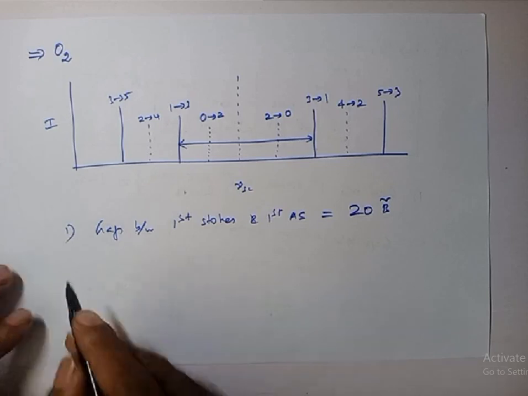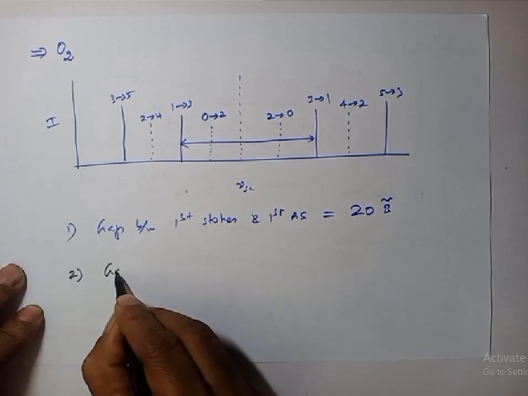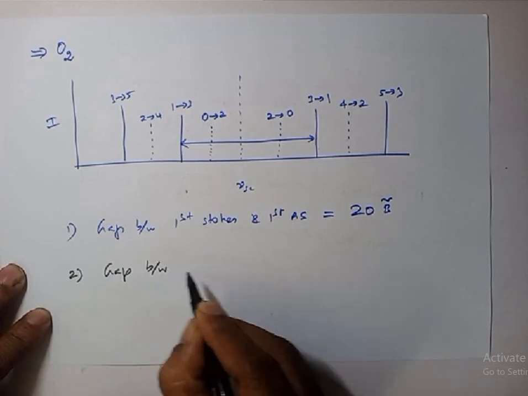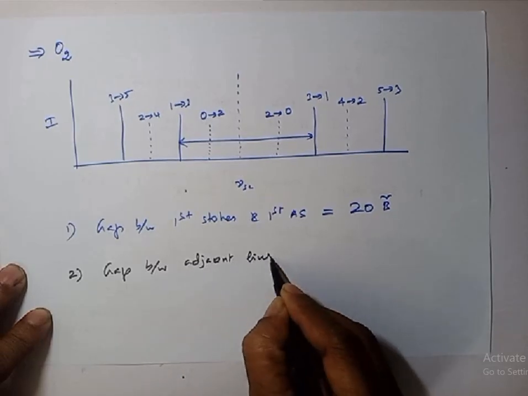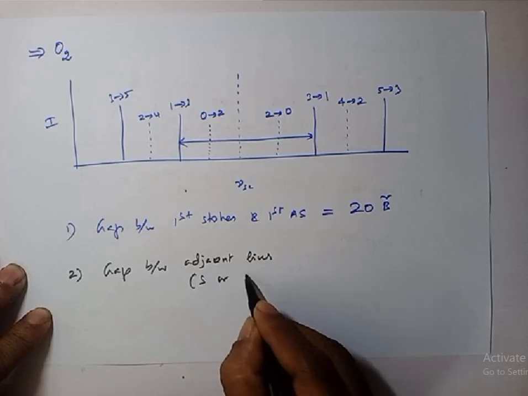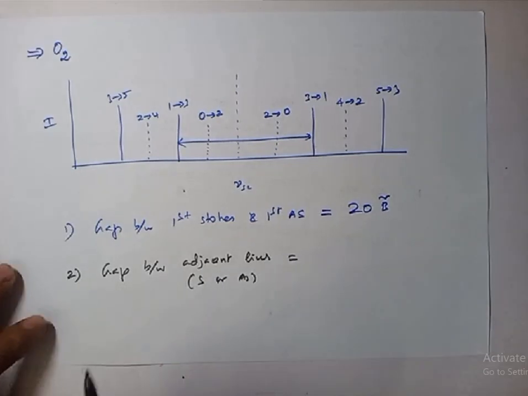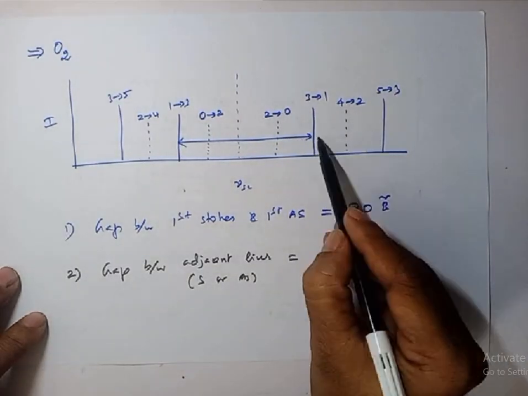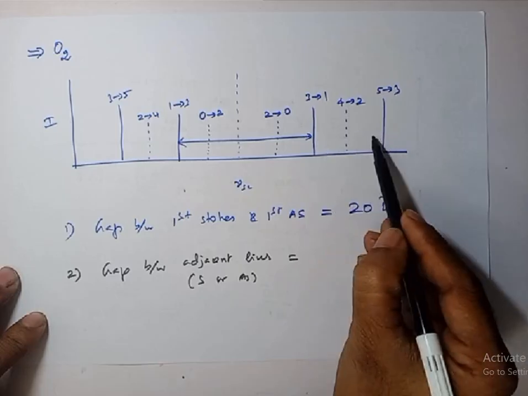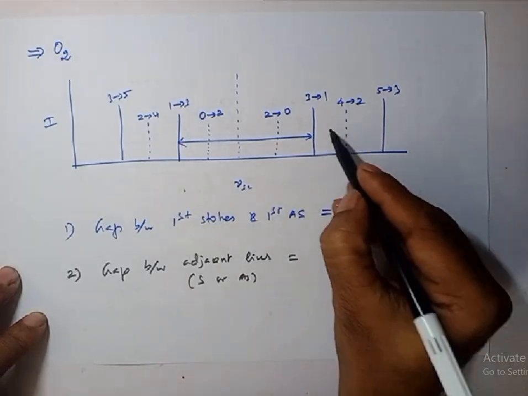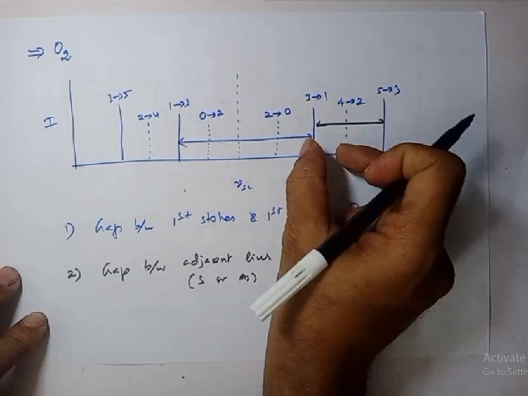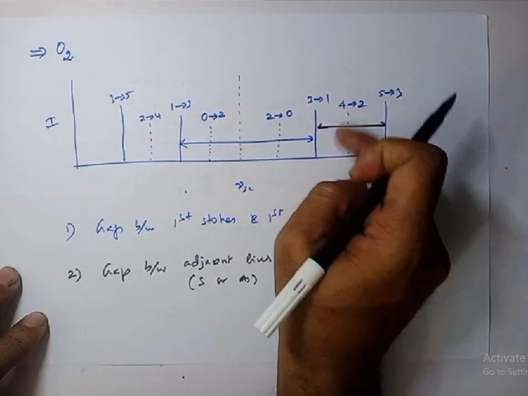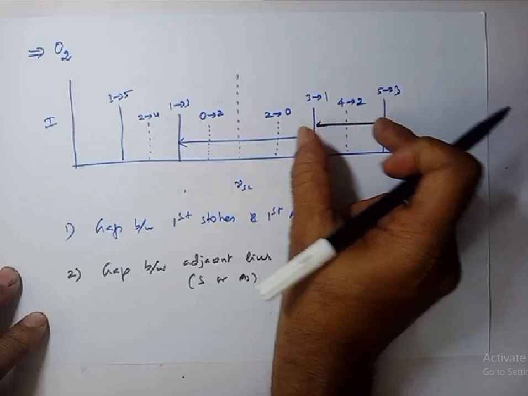Yes, sir. Then, what is the gap between adjacent lines? Adjacent lines, strokes as well as anti-strokes. The gap between adjacent lines is 8B. Since this line is missing, this is 4B, this is 4B. Since this line is missing, the total gap between adjacent lines is 8B.